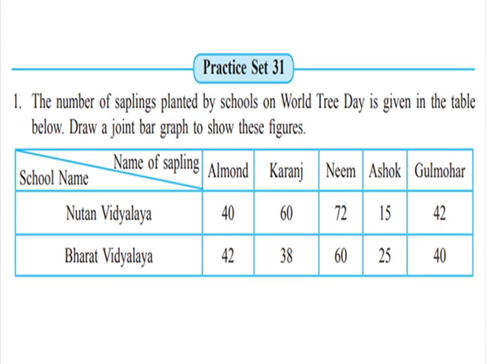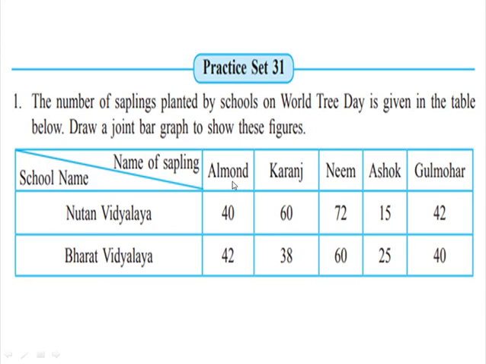Let us go through question number 1. The number of saplings planted by schools on World Tree Day is given in the table below. Draw a joint bar graph to show these figures. Now children, look at the table here. Here in this table, the names of the schools are given, whereas here the names of the saplings are given.